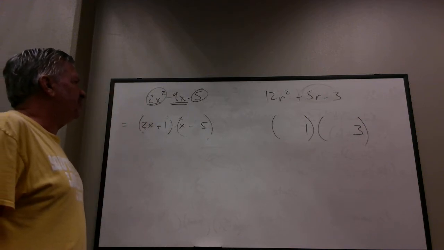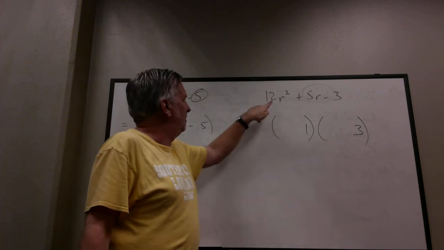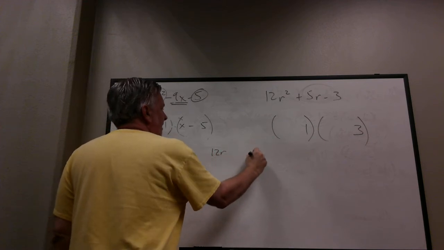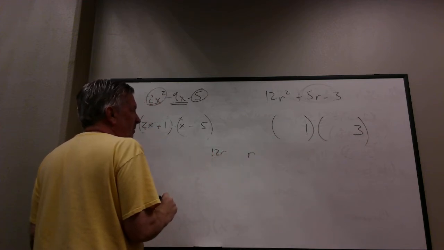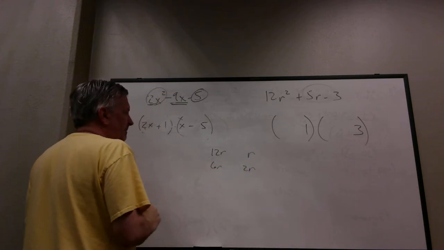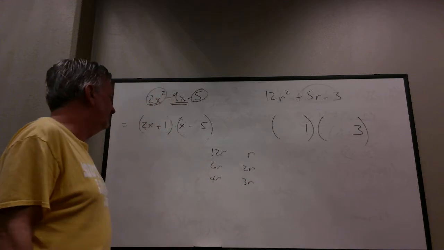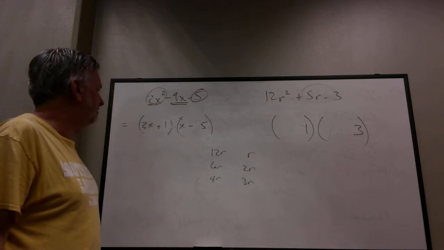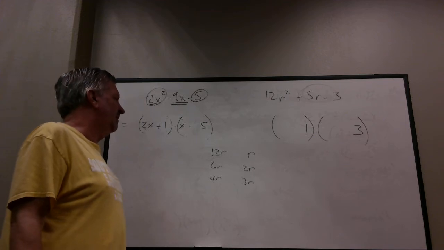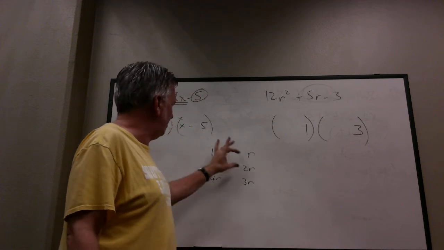Now, how are we going to get a 12r squared? We're going to have an r and an r, but it's at 12. That's one of the factors of 12. We can do a 12r and an r for 12r squared. We can do a 6r and a 2r. We can do a 4r and a 3r. Did I leave anything out? No. So it looks like 3 reasonable things to put: 12r and r, 6r and 2r, or 4r and 3r.